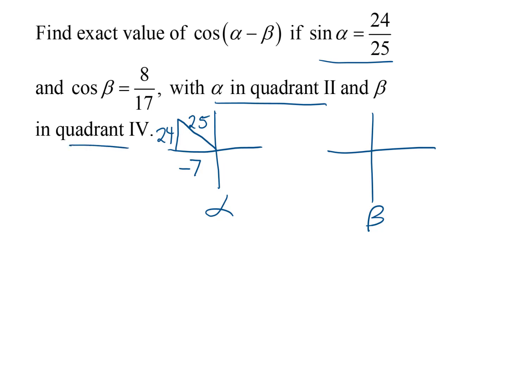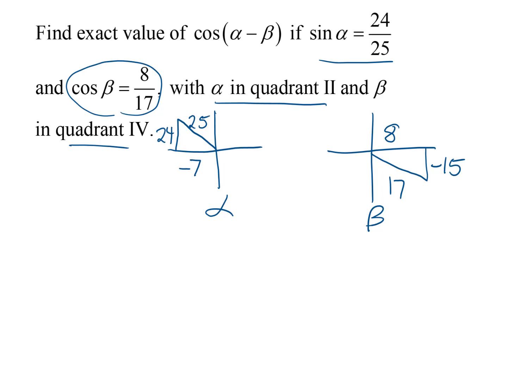Beta is in quadrant 4, so I'm going to make a triangle in quadrant 4, and I'm going to label it so that the cosine is 8/17. Cosine is adjacent, so that's 8 over hypotenuse, which is 17. And then I'm going to use the Pythagorean theorem to find the missing side, and that's going to be 15, but it's negative because y values are negative in quadrant 4.